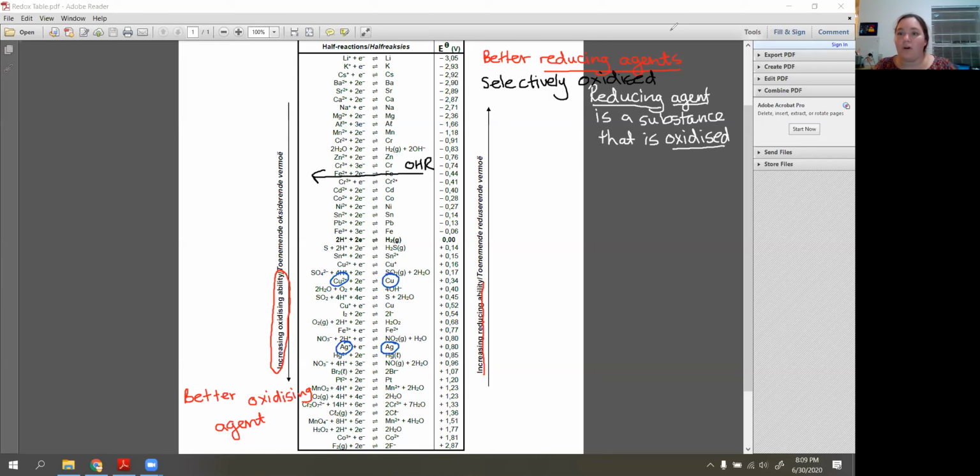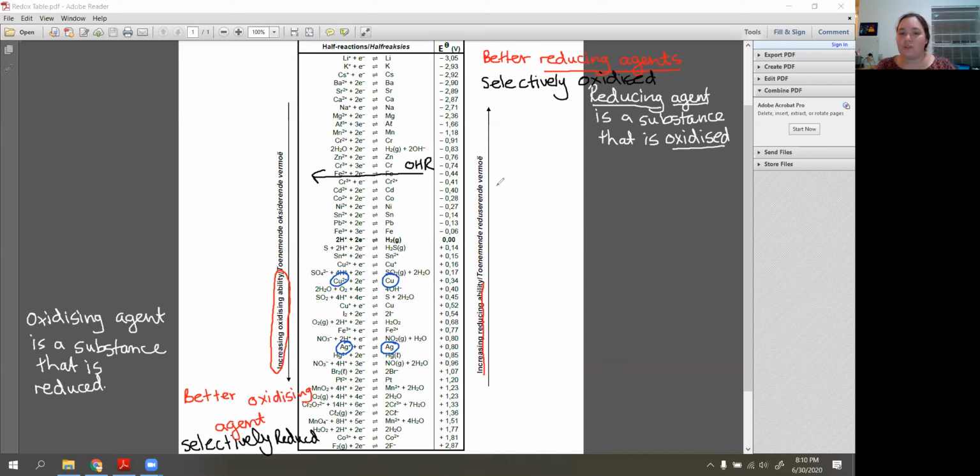Okay, going back to the idea about an oxidizing agent. An oxidizing agent is a substance that is reduced. So the better a substance is as an oxidizing agent, the more likely it is to be selectively reduced.